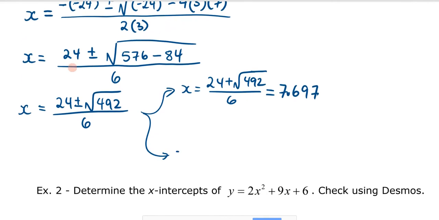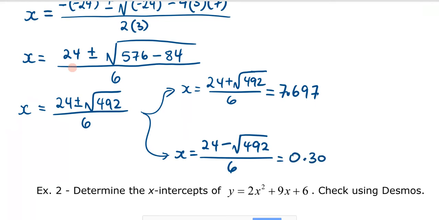Okay, and the second solution, x equals 24, and instead of plus, you're going to say minus the square root of 492 divided by 6, and that answer is going to be 0.303.